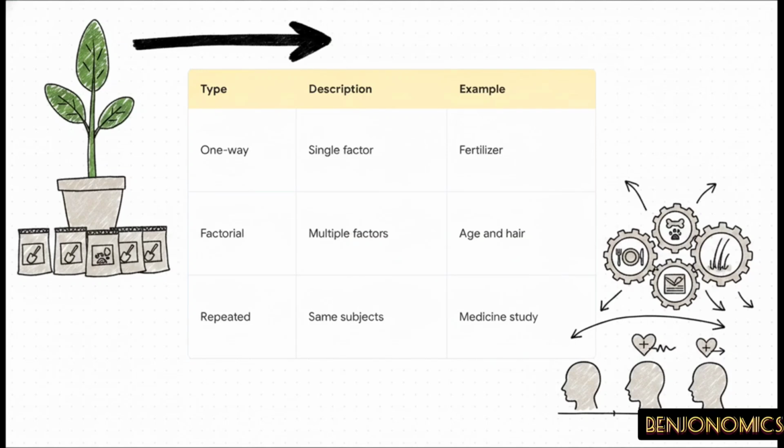But then we have factorial ANOVA, which is super cool because it tests multiple factors at once. Instead of just looking at dog breed, a factorial design could test age and hair length together to uncover hidden interactions between those variables. And finally, repeated measures ANOVA. This is used when you test the exact same subjects multiple times, like a longitudinal study tracking the blood pressure of specific patients taking a new medicine over, say, 6 months.